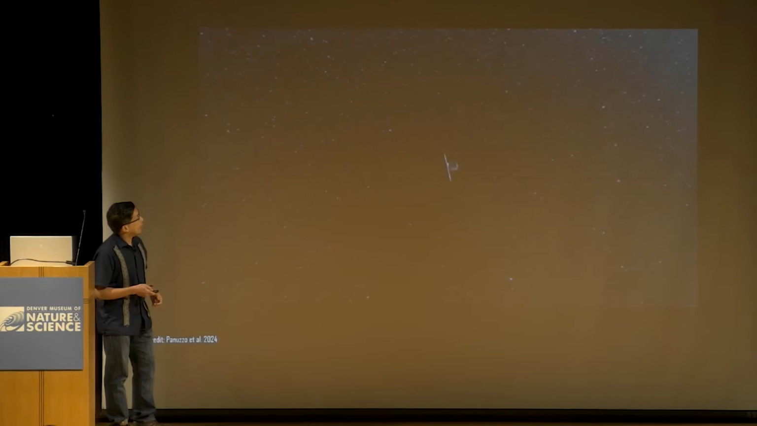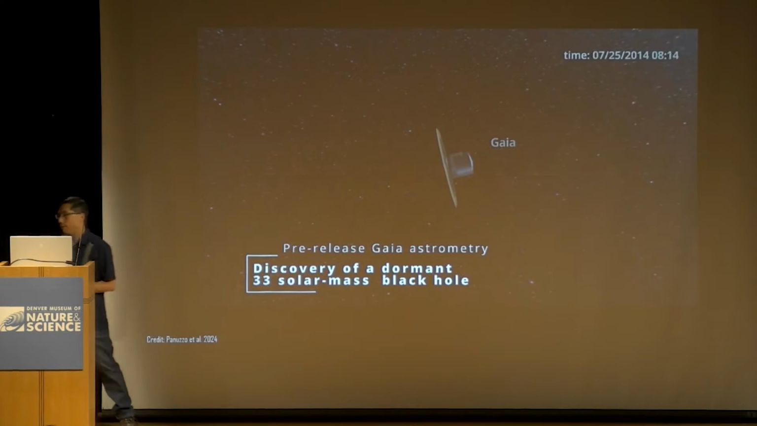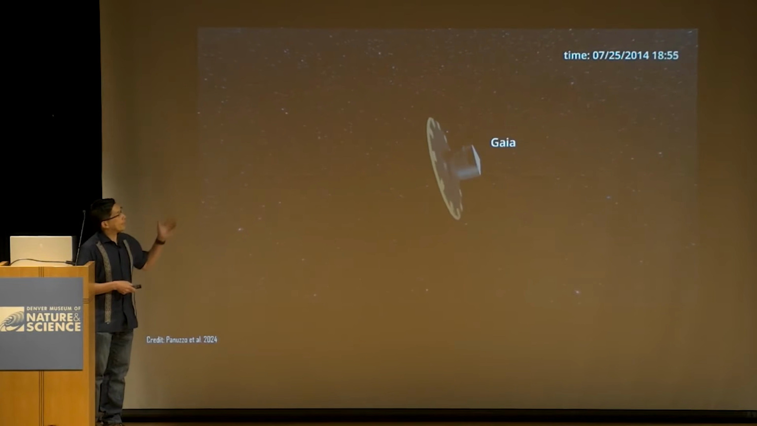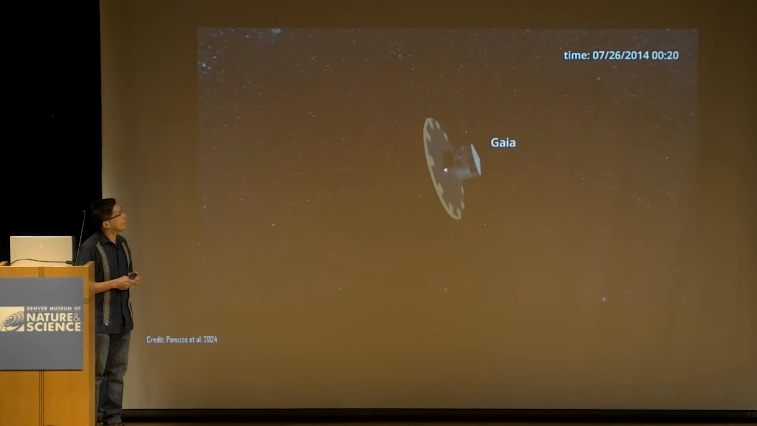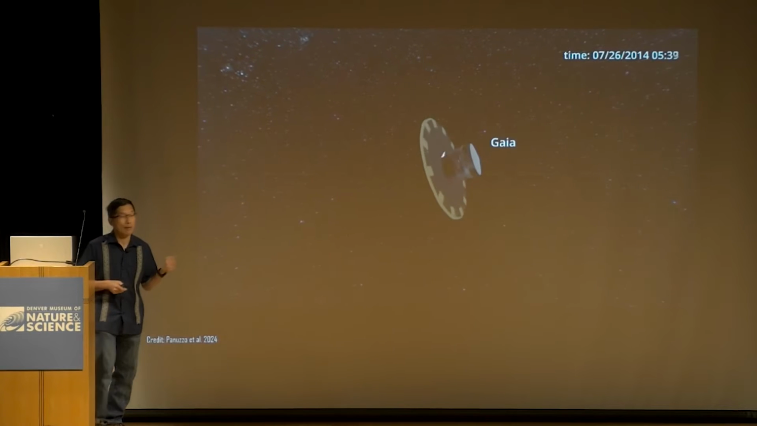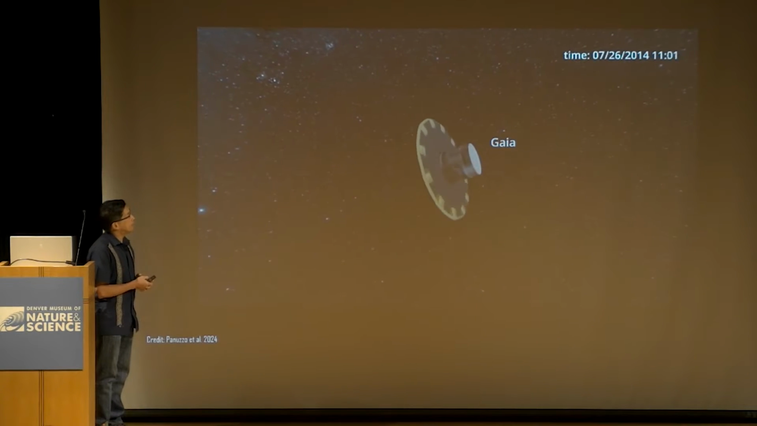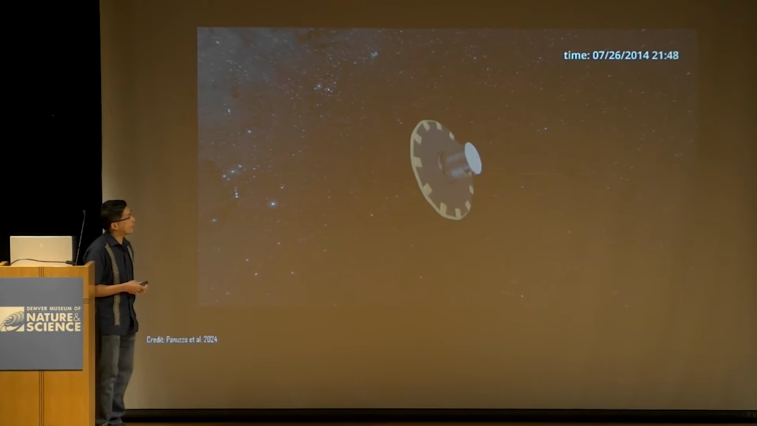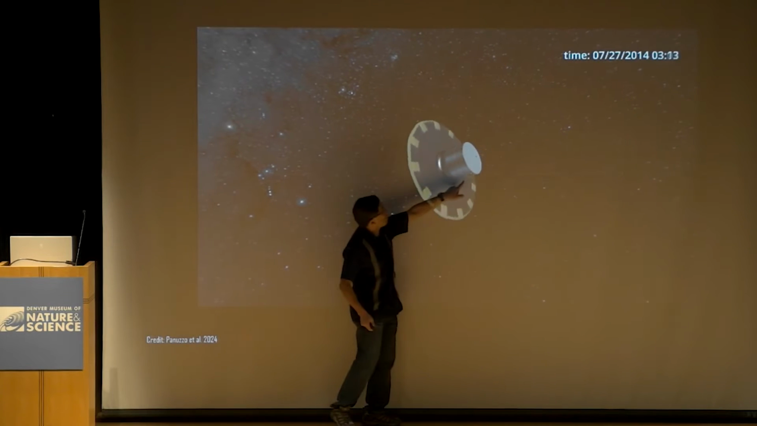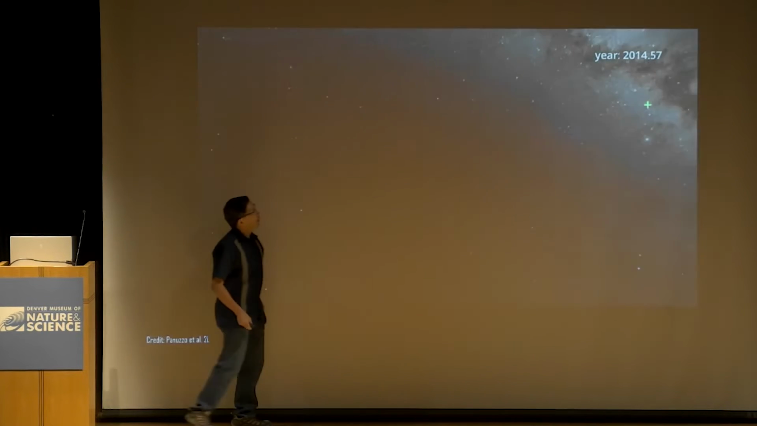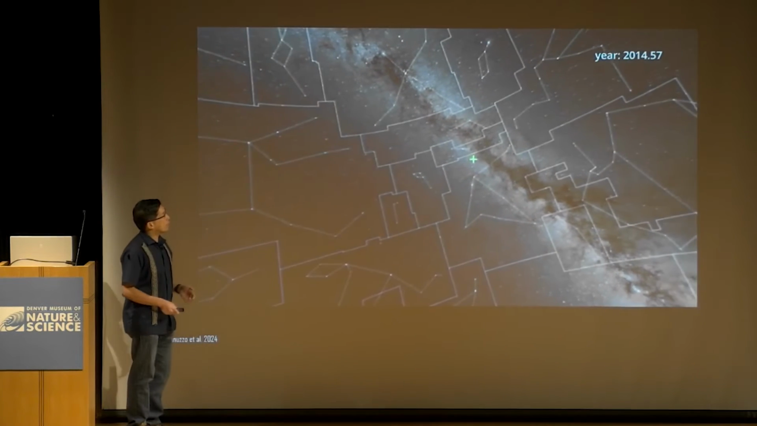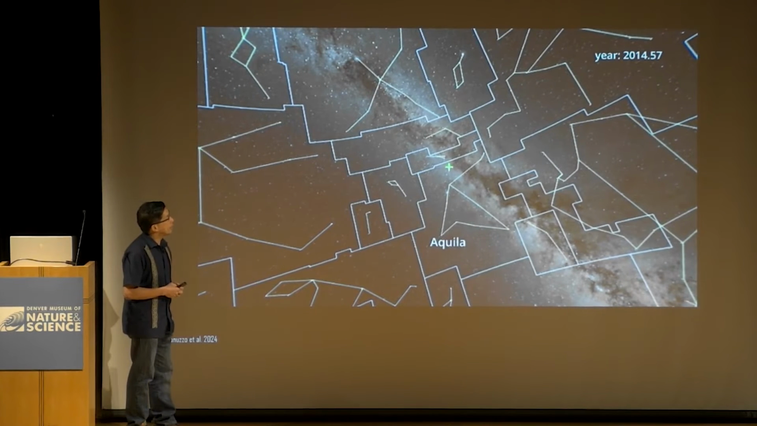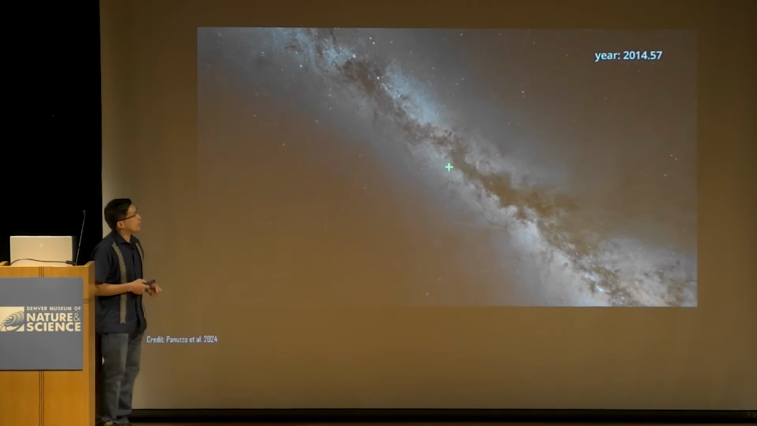And here's a video showing the Gaia satellite, and then we'll see where the BH3 black hole is. The satellite actually spins in order to make its observations. The cameras are right here as it spins. And the black hole is towards the galactic center. It's in the constellation of Aquila, the Eagle. And like I said, it's just under 2,000 light years away.